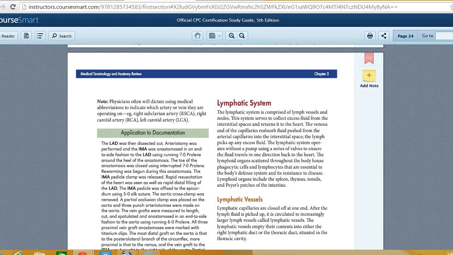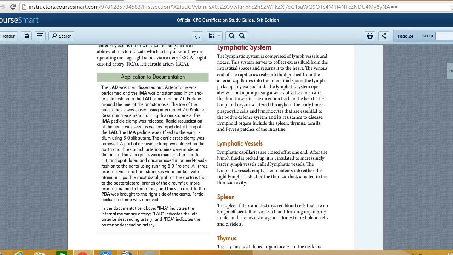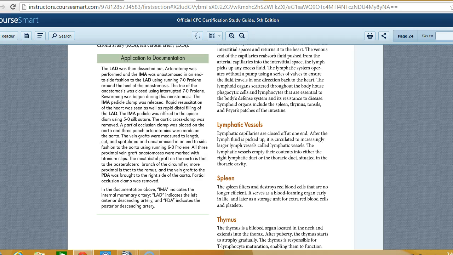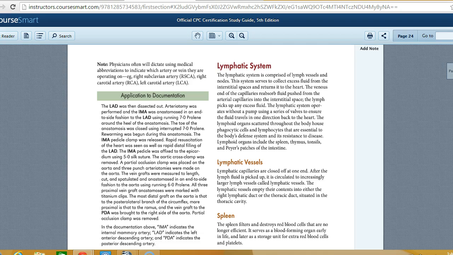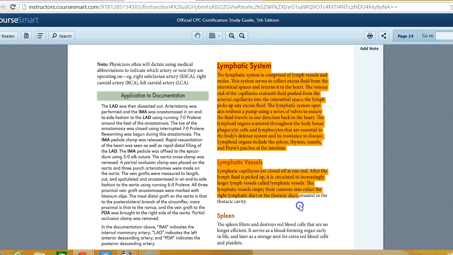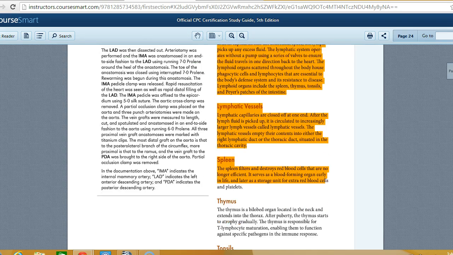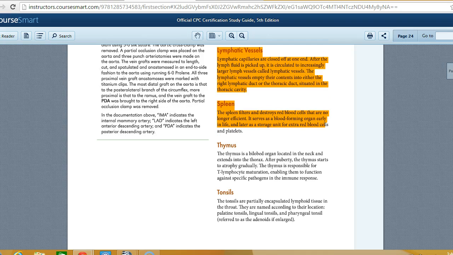Okay, y'all, let's pick up with the second half of chapter 2, and this is the lymphatic system. You know the lymphatic system is our system that fights off infection in our body. So I want you to make sure you go back through and read over this lymphatic system. Know what the lymph vessels do. Know what the spleen does for us, okay? You'll find very important information in that.